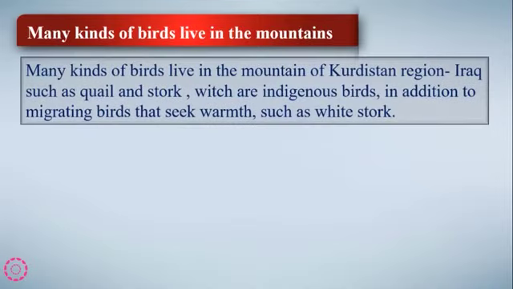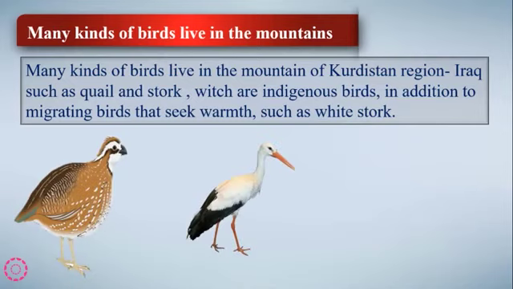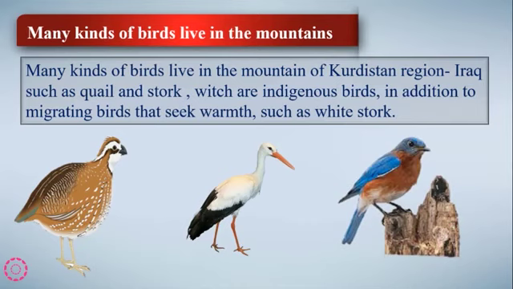Many kinds of birds live in the mountain. Many kinds of birds live in the mountains of the Kurdistan region, Iraq, such as quail and stork, which are indigenous birds, in addition to migrating birds that seek warmth, such as the white stork. They migrate to another place to get warmth and food. These are the special birds in the Kurdistan mountains, and of course there are other types of birds that can adapt to the environment, and they build their nests in the trees.